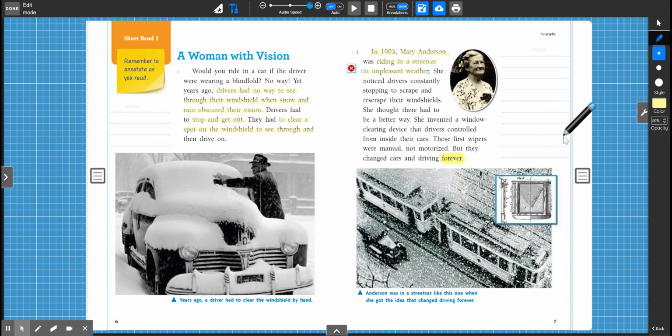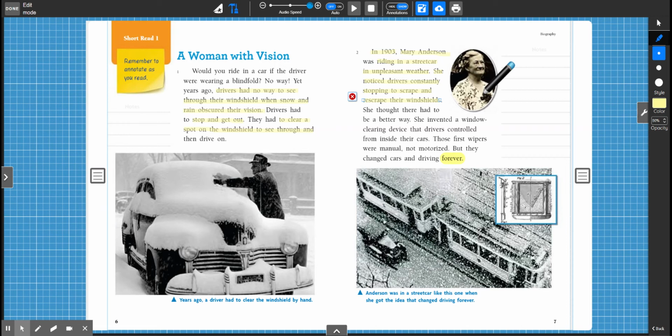All right, you should have highlighted, she noticed drivers constantly stopping to scrape and re-scrape their windshields. She knew there had to be another way. So what did she do? And how did it help people? So what did she do and how did it help people?